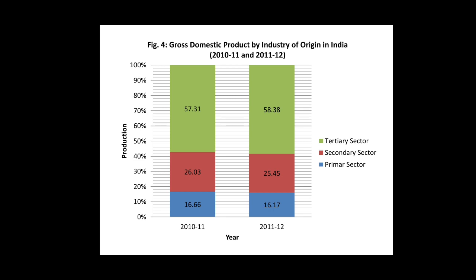And lastly, the percentage share of tertiary sector to total GDP for the year 2010-11 and 2011-12 are shown at the top of the bars shaded with green color, which is 57.31% and 58.38% respectively. So, from this diagram, we can easily say that tertiary sector contributes most to the overall GDP in India during 2010-11 and 2011-12, followed by the secondary sector.